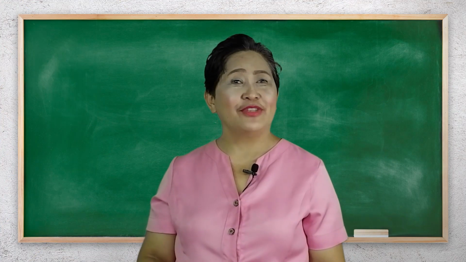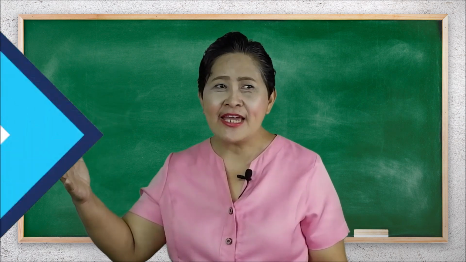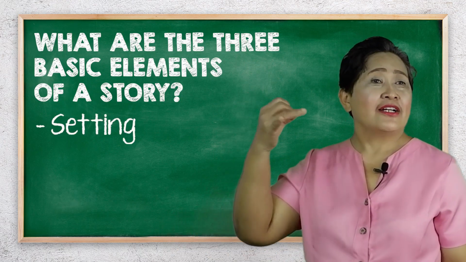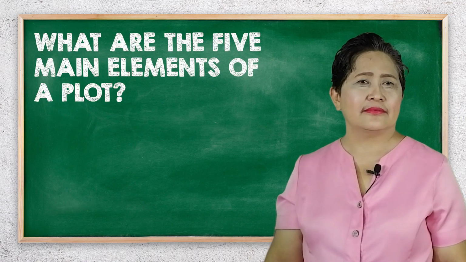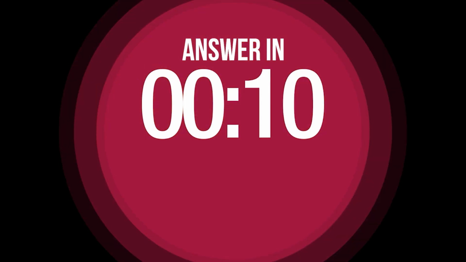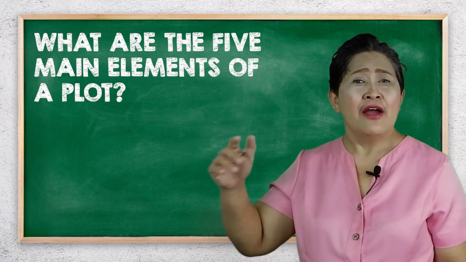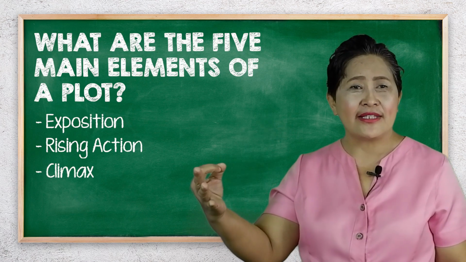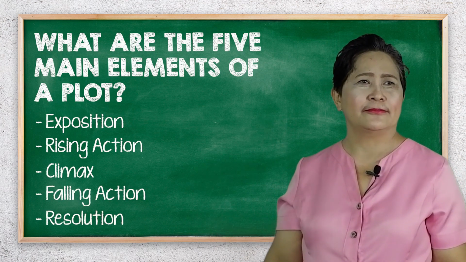Let us review what we have discussed earlier. Are you ready? What are the three basic elements of a story? Correct! Setting, character, plot. What are the five main elements of a plot? Check! Absolutely correct! Very good, students! We have exposition, rising action, climax, falling action, resolution.